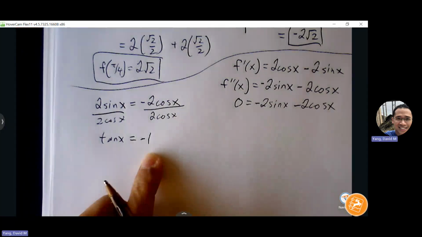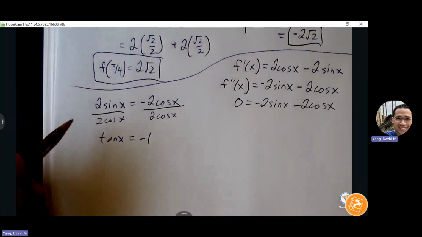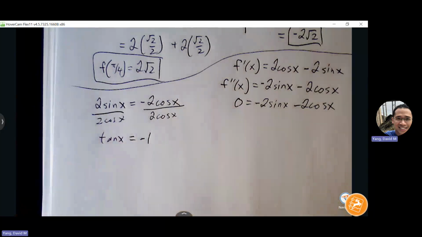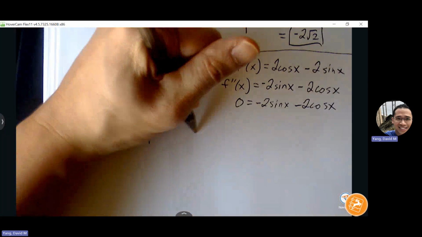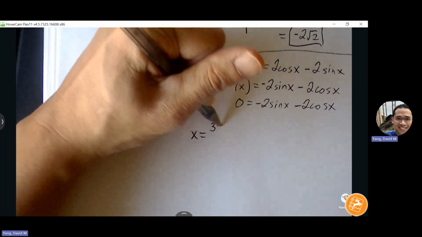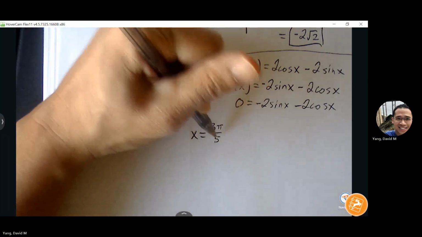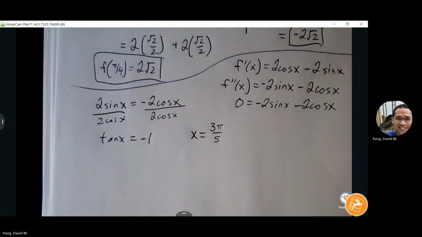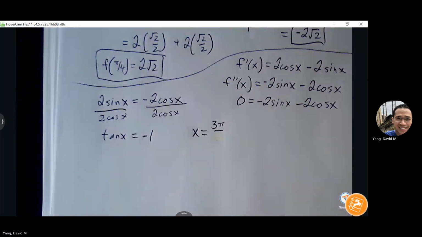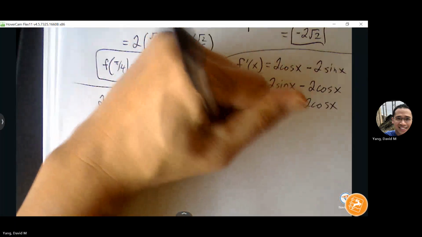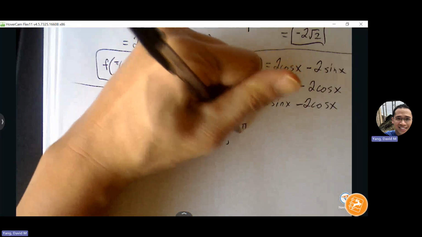So which quadrants will that be? 2 and 4, right? Yeah. So it's also where sine and cosine are going to share the same numeric value, but be opposite signs. So we can say x is 3 pi over 4, and 7 pi over 4.